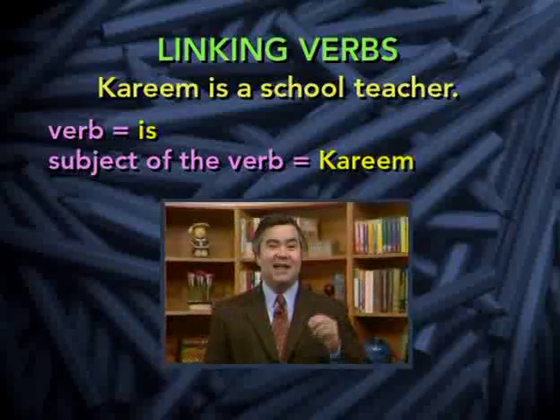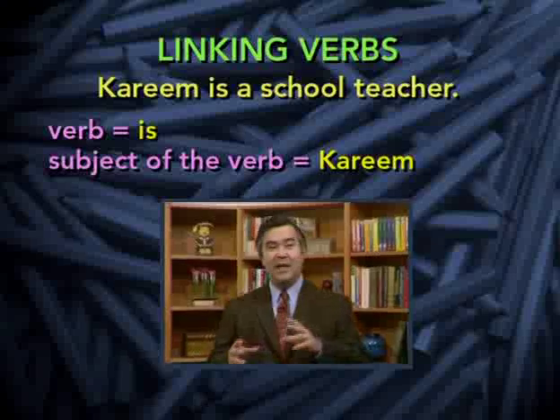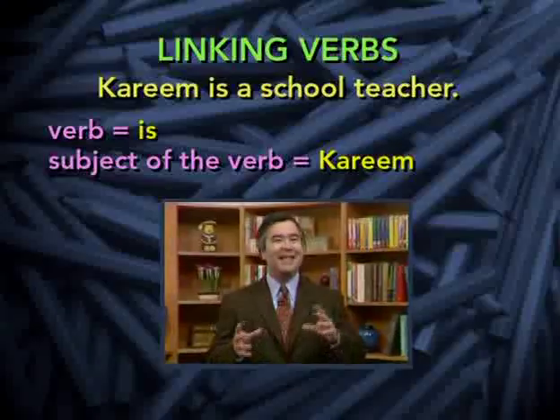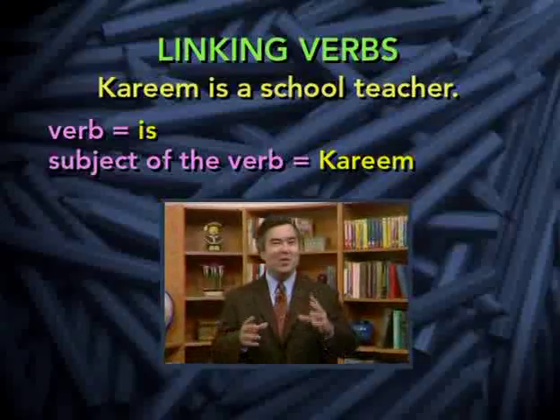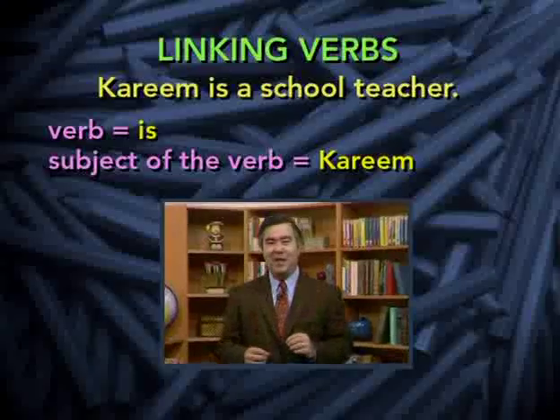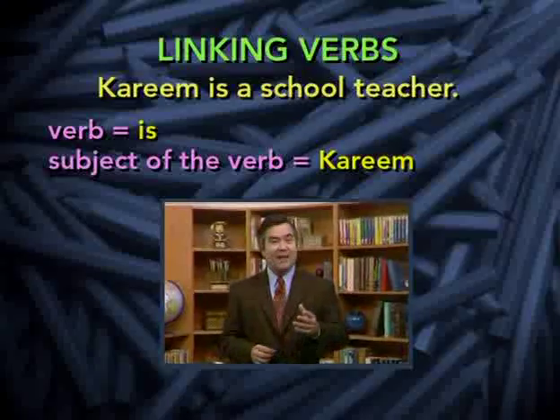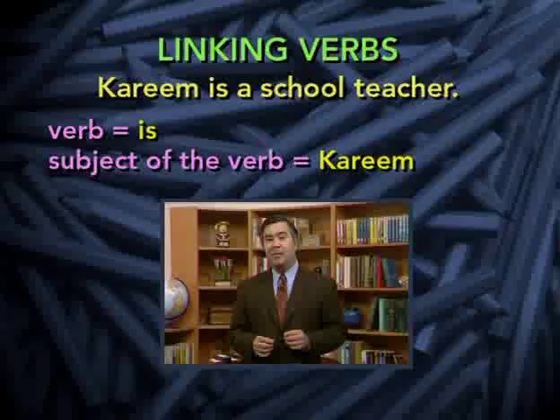Notice that is operating here as a linking verb because it's linking Karim and teacher. It's telling us that Karim and teacher are in some way the same thing. And in fact, they are. That's what Karim is. So the two things are being linked or equated to one another. And that's how a linking verb works. As I've said, the verb to be is the most common linking verb, but there are a number of others.